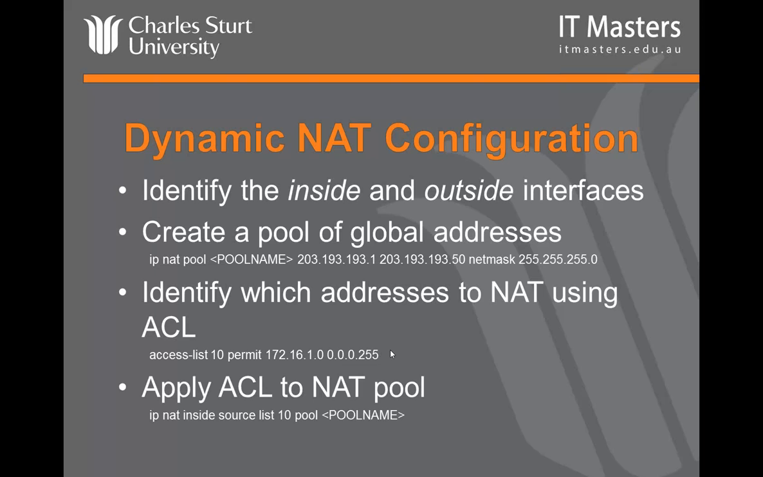And then you need to apply that ACL to the NAT pool. So ip nat inside. So again, protocol, function inside, so addresses from inside. Source translation, list 10 means basically take whatever traffic is matched by access list 10 and apply the global IP addresses from the pool name, whatever you called it, use those to translate those private addresses on the way out.